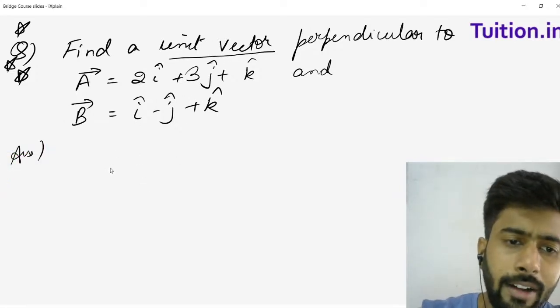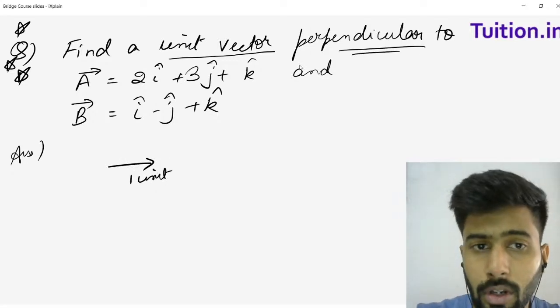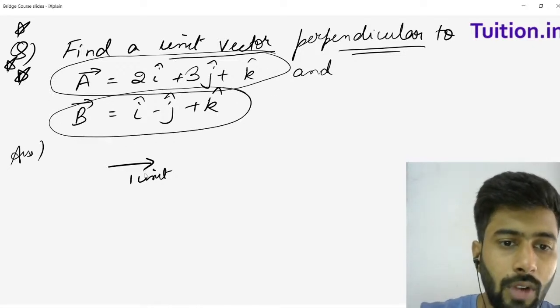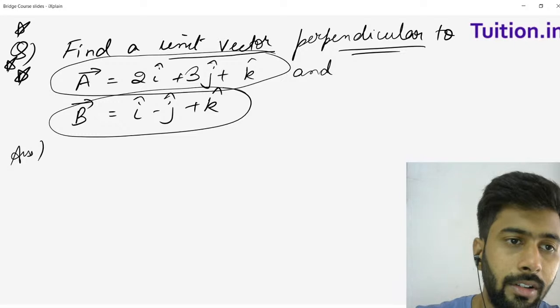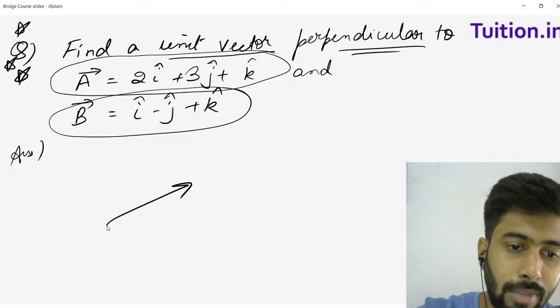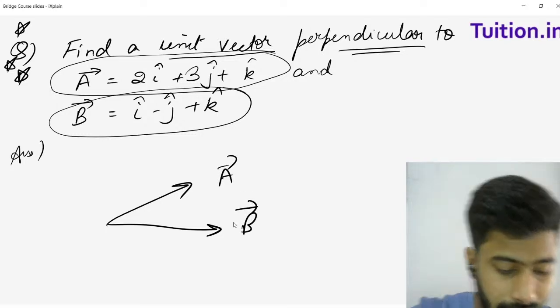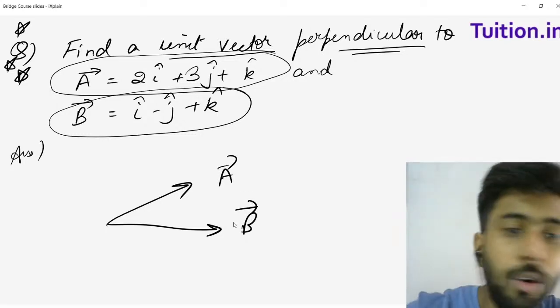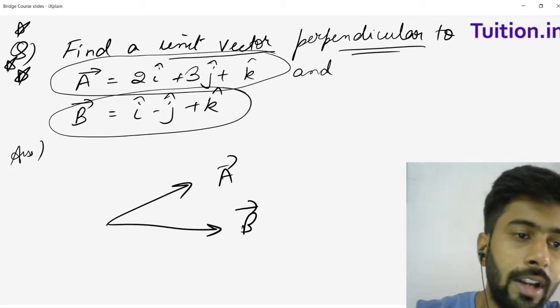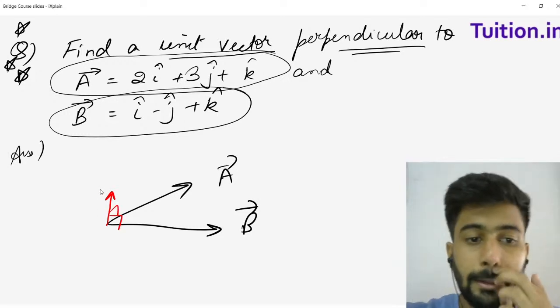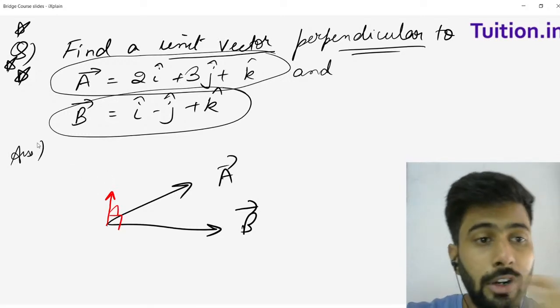Okay, I need a vector of magnitude 1 unit which is perpendicular to this vector and this vector. So I don't know how a bar and b bar are. So maybe a bar is like this, maybe b bar is like this. They are given in component form, they are not given in the graphical form. So I don't know how they are going to look. But let's just draw a rough diagram. But I need a vector which is perpendicular to both of these. This vector, red vector, is perpendicular to both a and b.